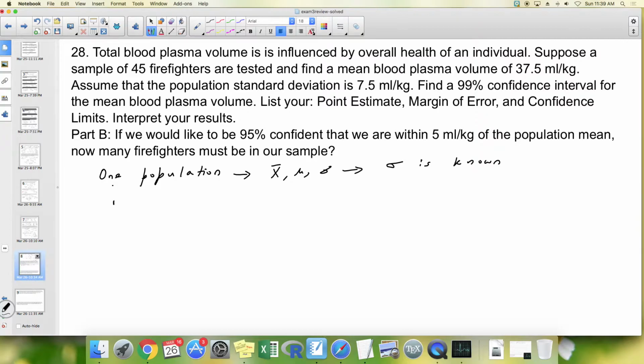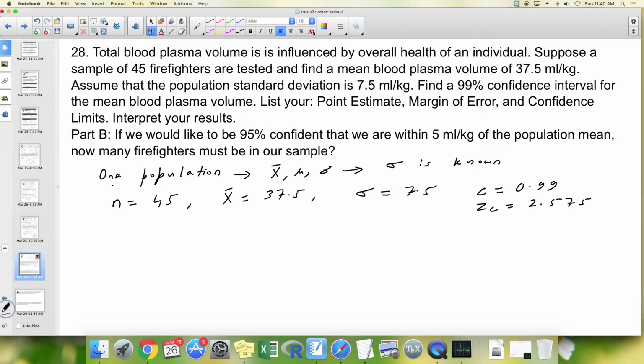Then n equals 45. X bar is 37.5 and sigma is 7.5. They want a 99% confidence interval, which means C is 0.99, which shall give us ZC equals 2.575.